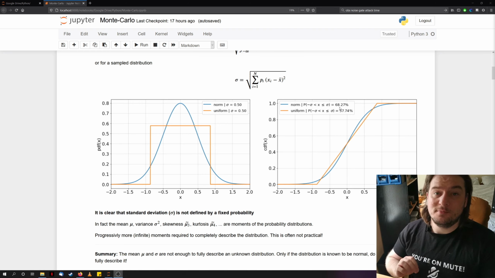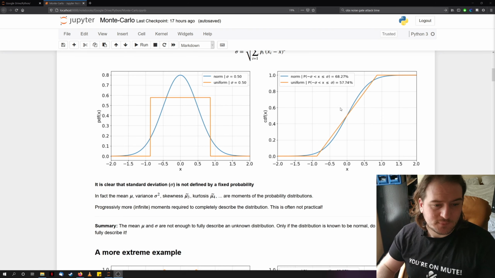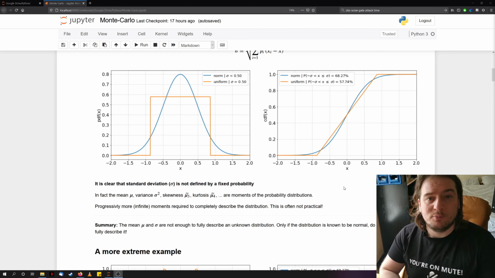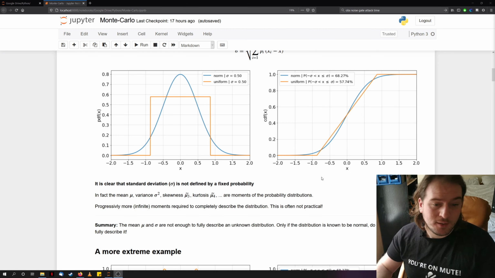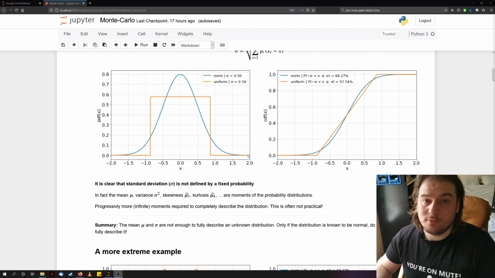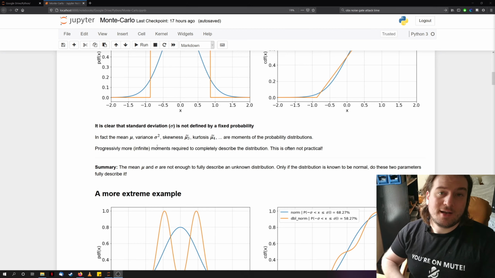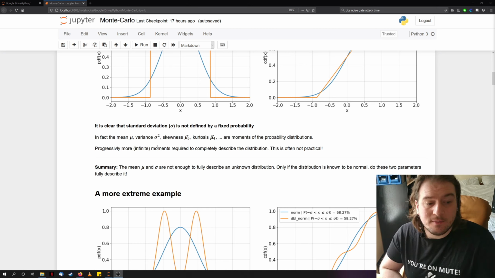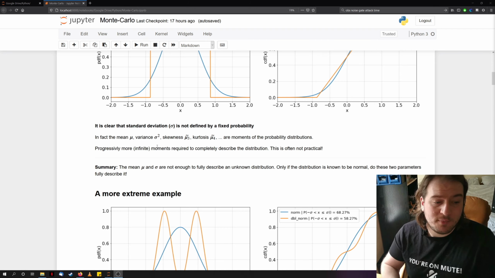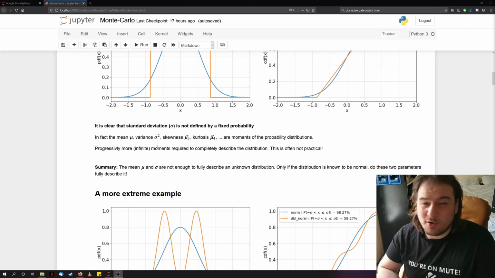So that's a very important point to remember going on, because there are plenty of formulas we can use that will propagate the standard deviation, but unless the underlying distribution is known, these formulas may give incorrect results when applying them to probability intervals, which we can see here. And in fact, in general, if we work out things like the mean, standard deviation or variance, skewness, kurtosis, etc., these are just the moments of a probability distribution, and you need progressively more of these moments to actually describe the distribution, which often isn't practical.